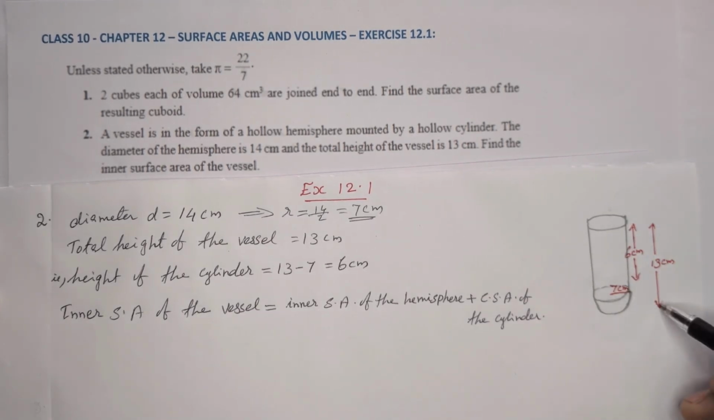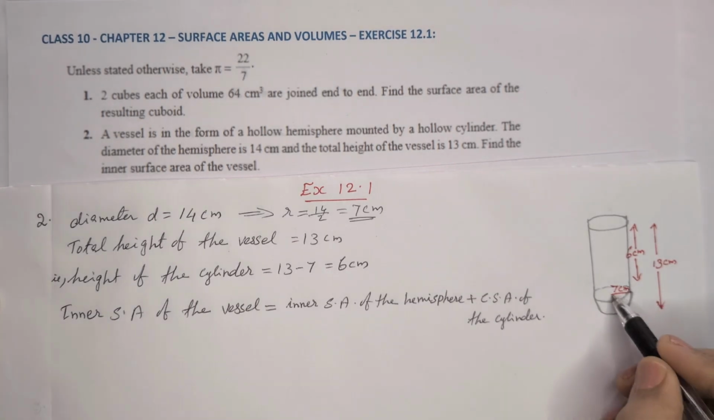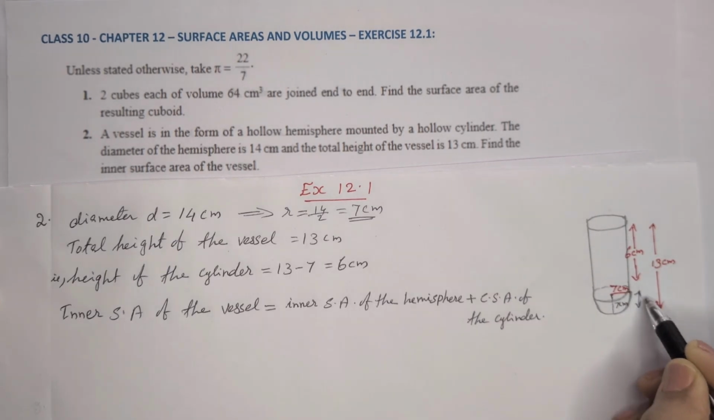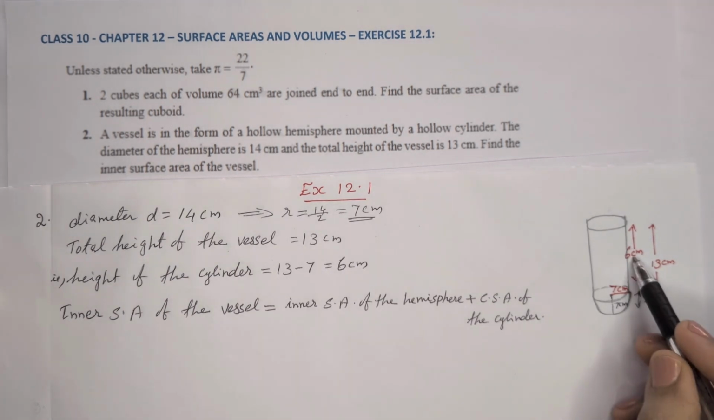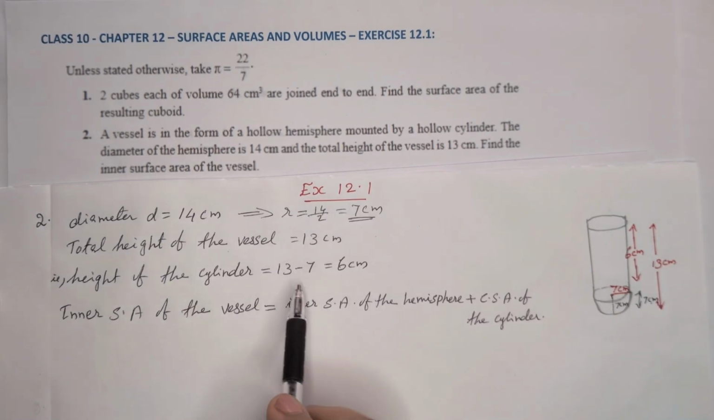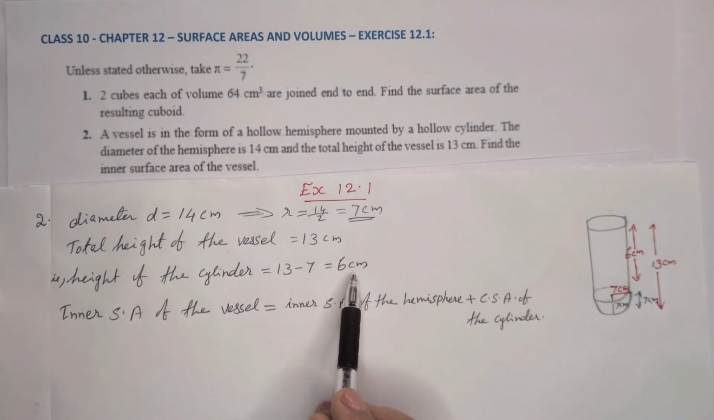So total height is 13 centimeter. We know that the radius of the hemisphere is 7 centimeter. So this is also 7 centimeter, this height also 7 centimeter. So 13 minus 7, 6 centimeter is the height of the cylinder. So we can write height of the cylinder is equal to 13 minus 7, that is 6 centimeter.